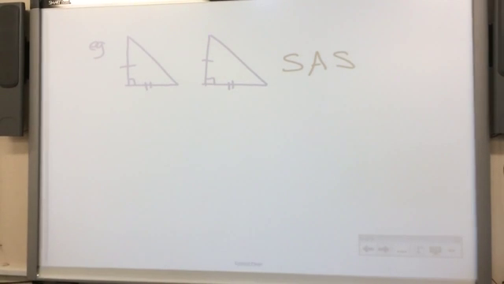Okay? So every time you're given two triangles, you're looking for which three things are the same. And so even though I had a right angle, I'm not using RHS because they didn't give me the hypotenuse. It could be any different side.